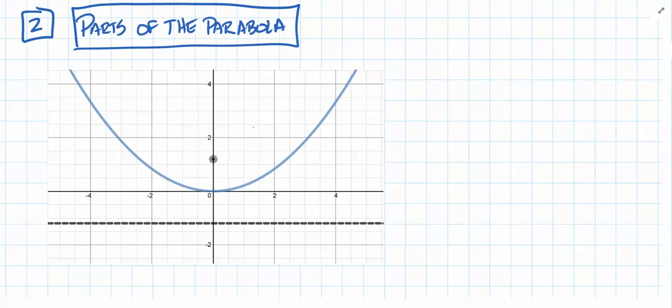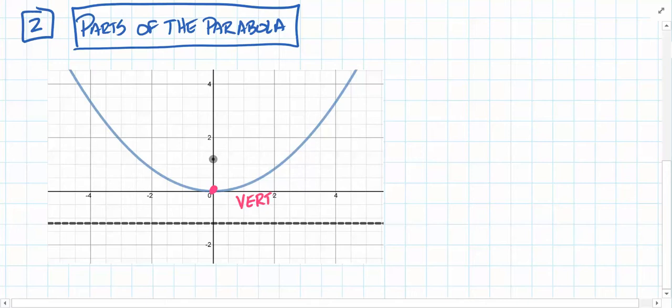So the first thing that should be familiar to us is that every parabola has a vertex, and that should be evident. It can either be the lowest spot or the highest spot, just like it was in the last chapter. So it's either high or low.